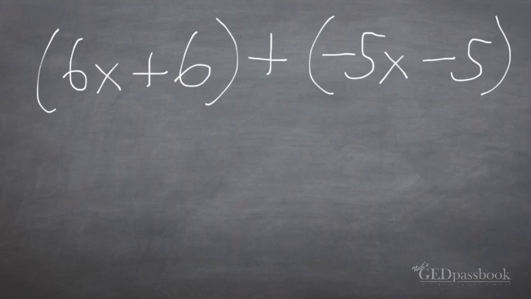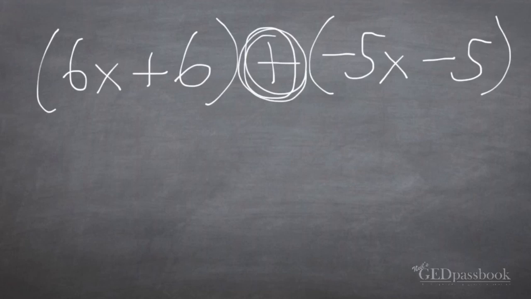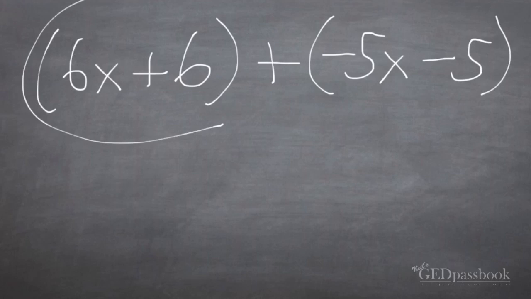How do we do that with an addition problem or even a subtraction problem? Well, that is what I am going to show you. So let's do this. If you come across an addition symbol in between two parentheses, basically a binomial plus a binomial, this is what you do.